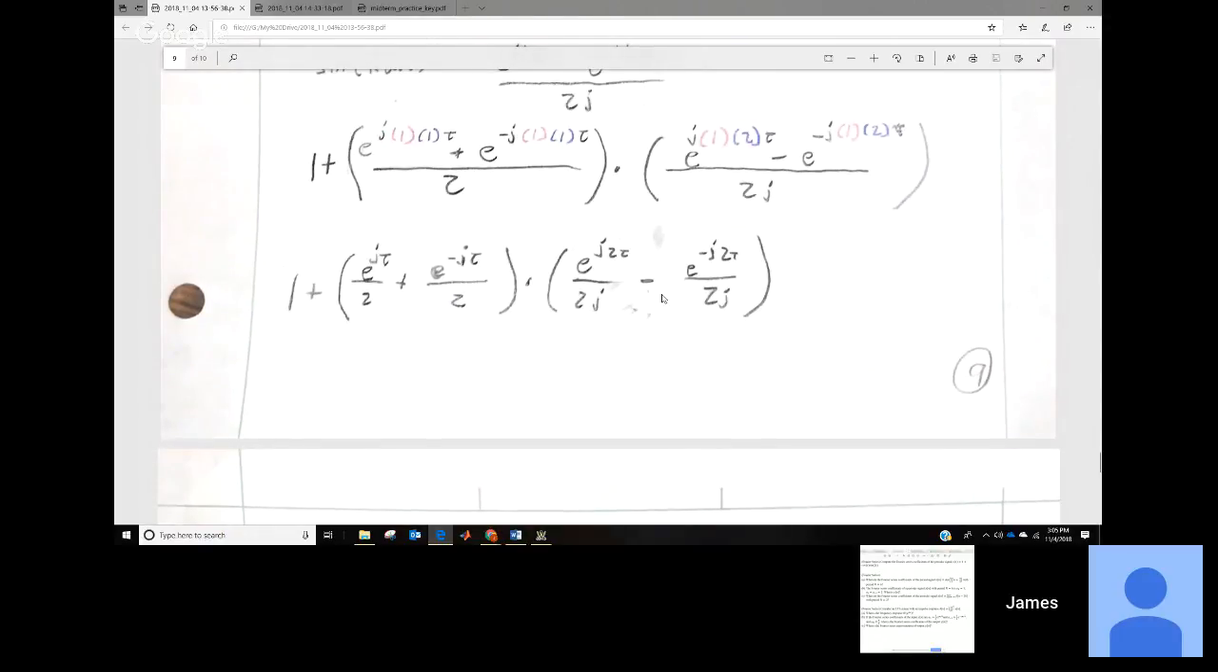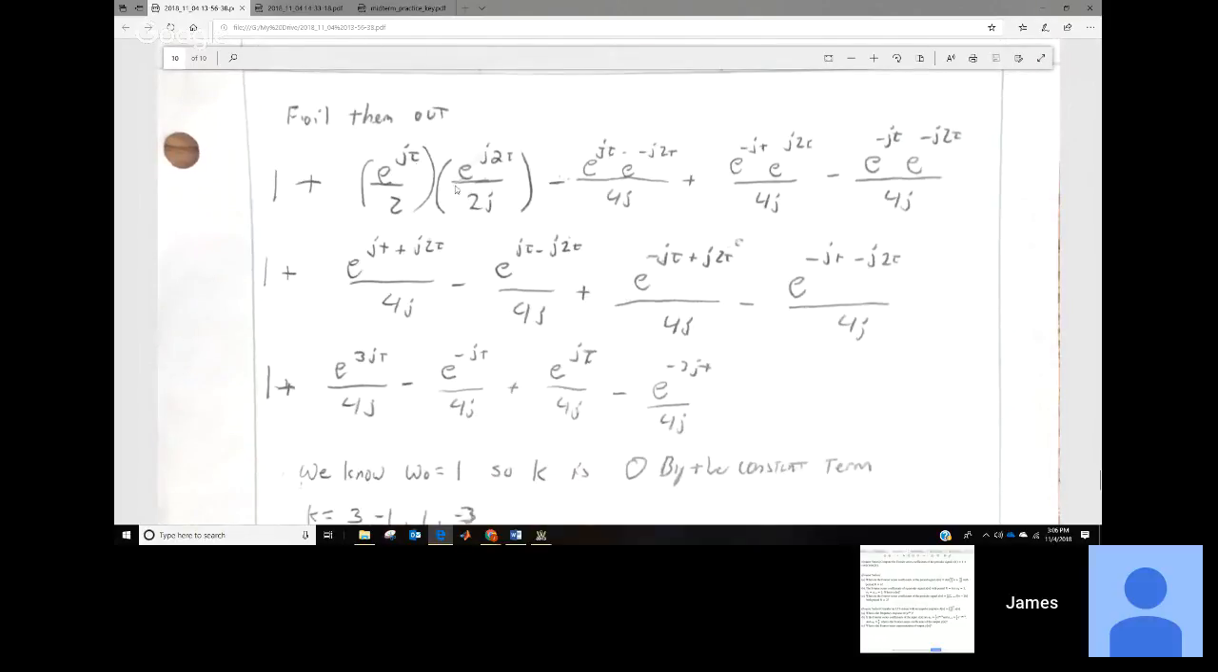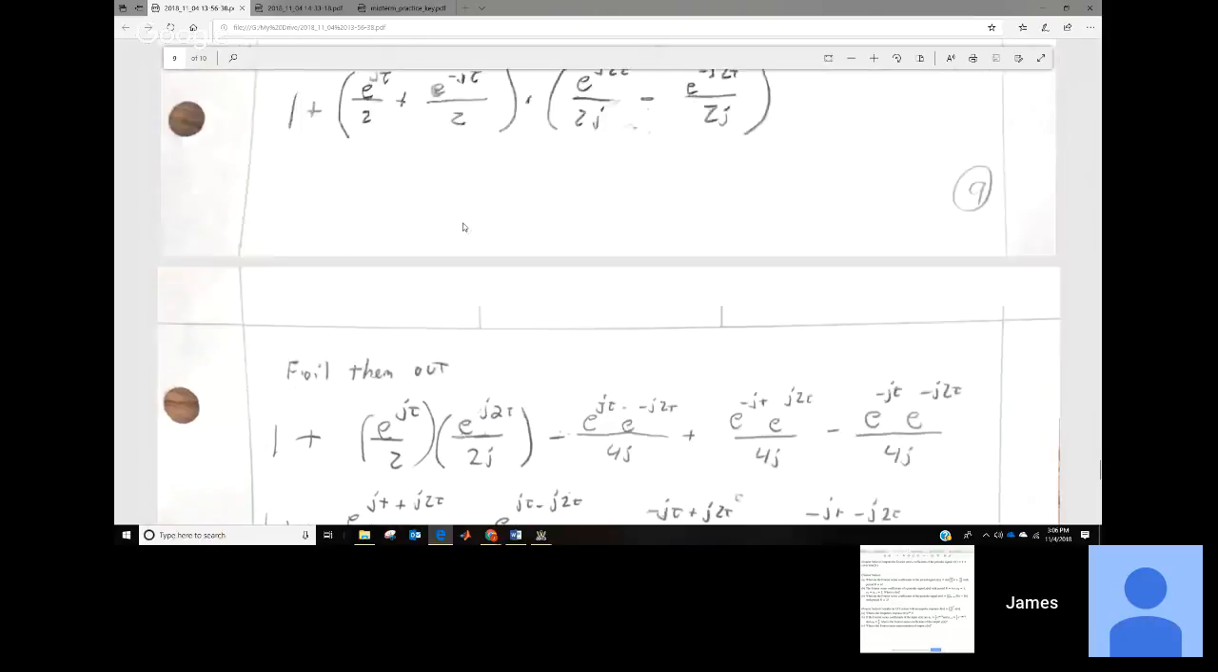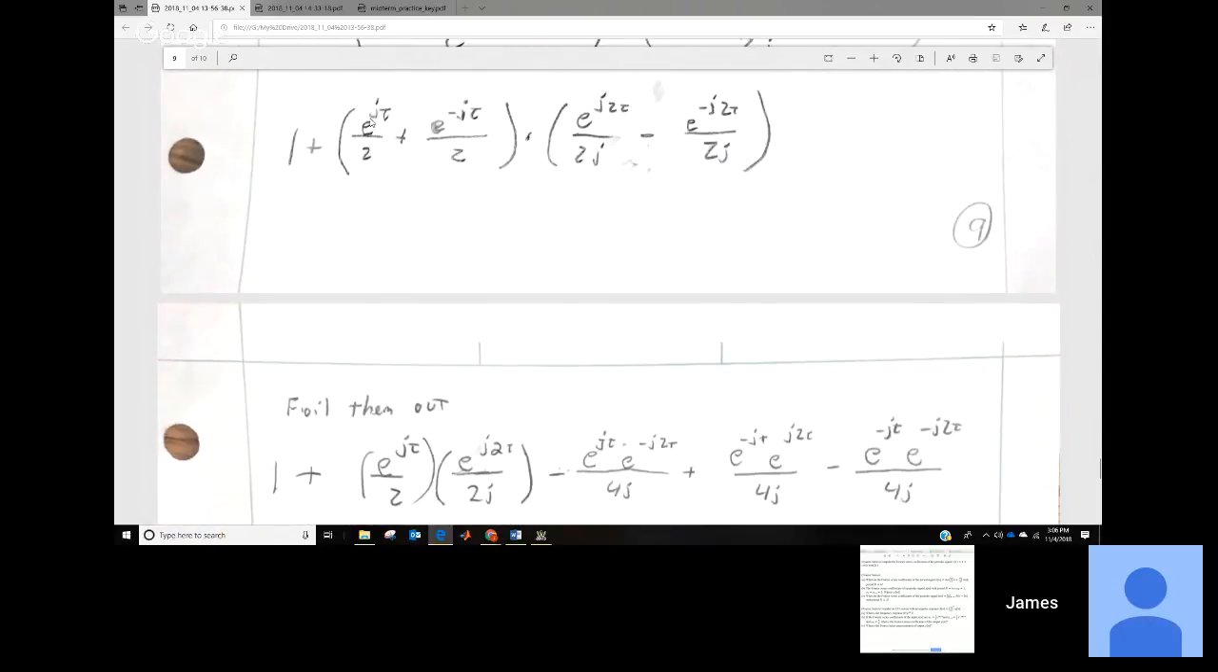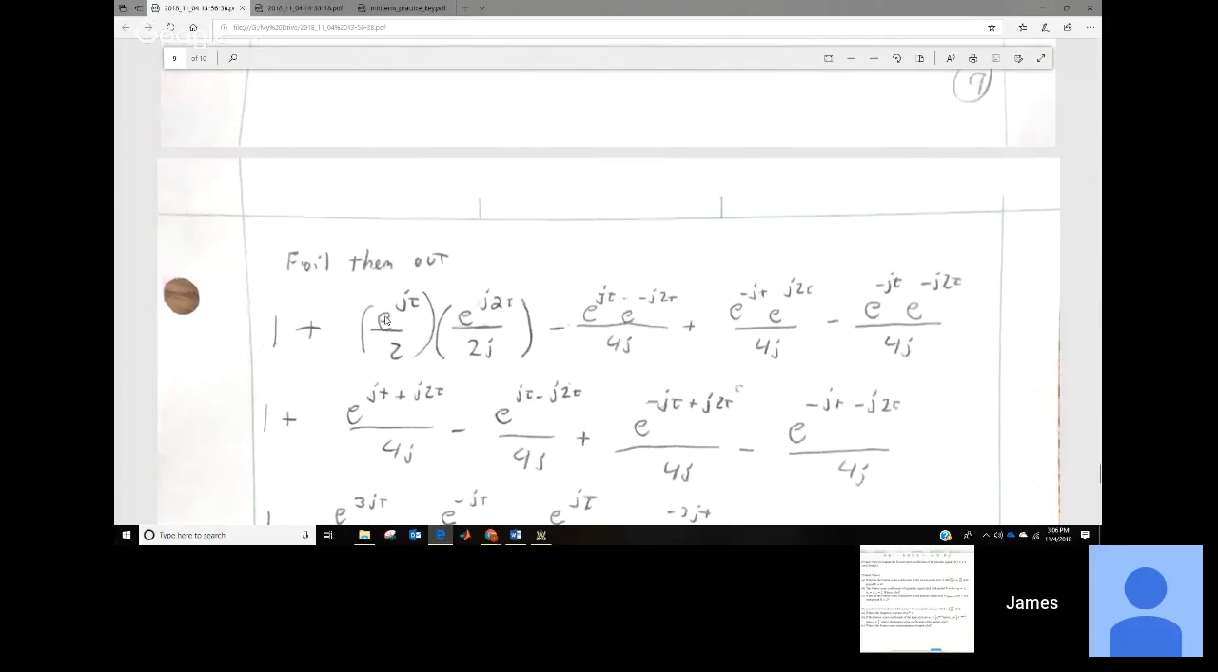From this, we FOIL these out. I left this one in its form, but I combined these two. For our first term, we have e to the jt times e to the j2t, divided by 2 times 2j. So just combine our numerators and our denominators, which gives us 4j on the bottom, and then e to the 3jt on top. And we did this down the line.